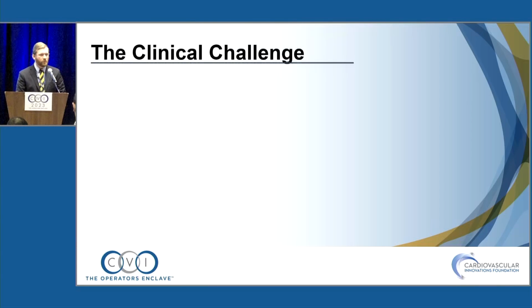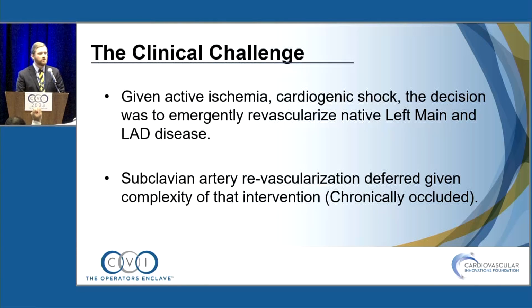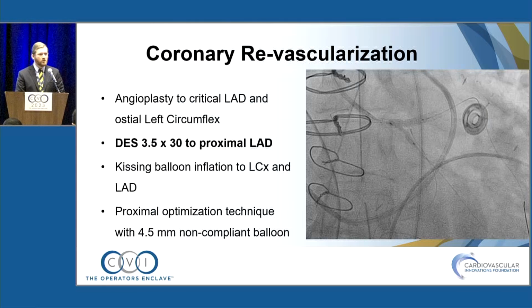And so our resolution to this challenge was, given his ischemia and the cardiogenic shock, we went with the decision to revascularize his native left main and LAD. And we decided, since the left subclavian artery was completely occluded at that time, that we were going to defer that intervention till later. So our approach to the coronary anatomy was we did angioplasty to the LAD, left circumflex, put a drug-eluting stent, 3x30, into the proximal LAD, did kissing balloons, that's what's present here, did some optimization afterwards, and he was still on an intra-aortic balloon pump after this case.